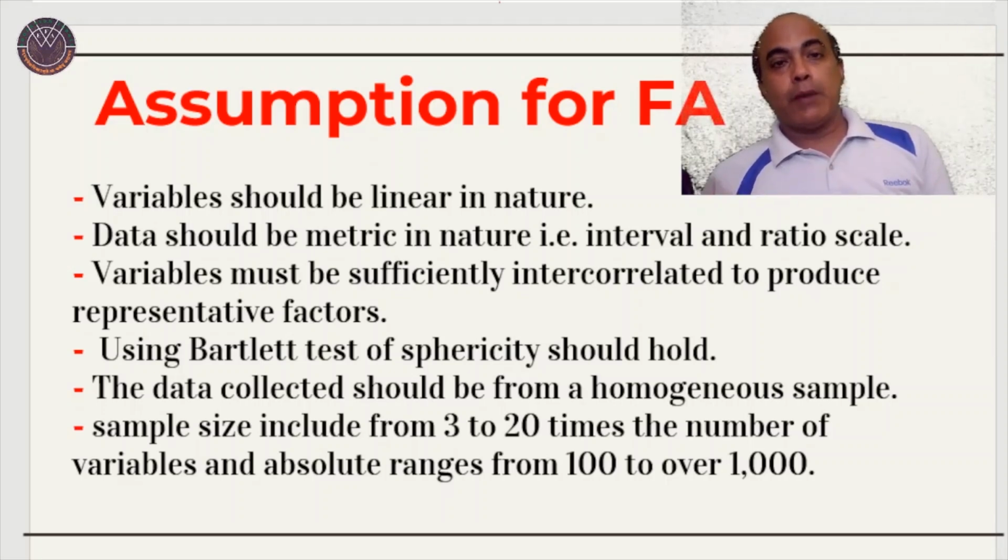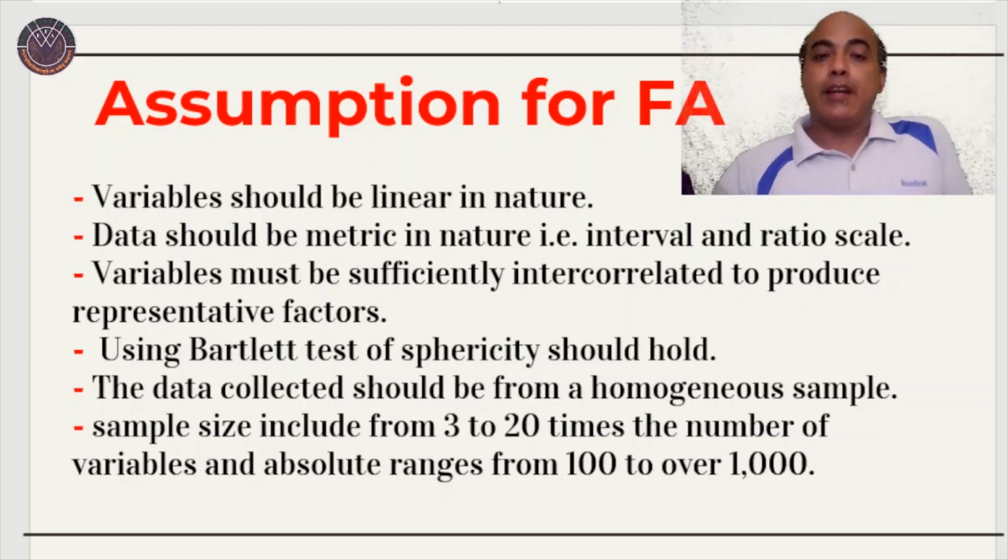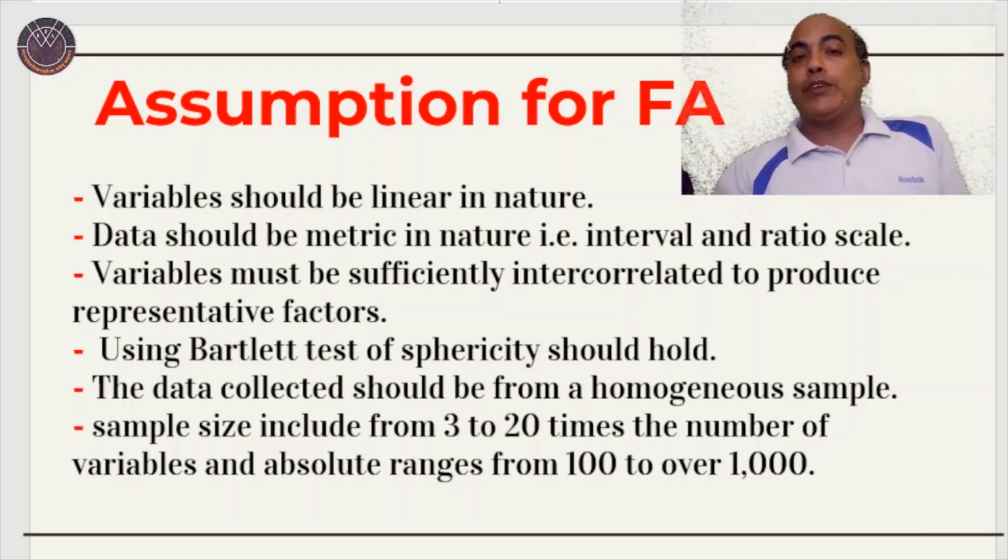So whenever we go for the Bartlett test of sphericity and we get an identity matrix, then it will indicate that your variables are unrelated and therefore unsuitable for structure detection. So we should go for the Bartlett test of sphericity, and if the test is significant, then only we go for factor analysis.